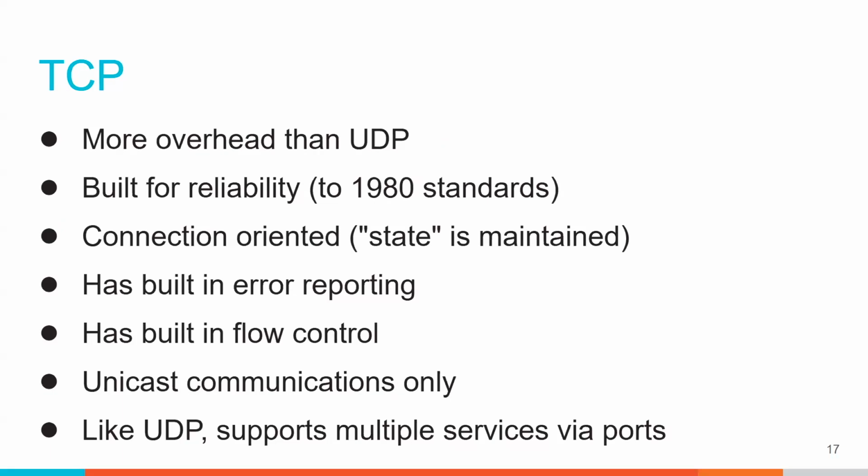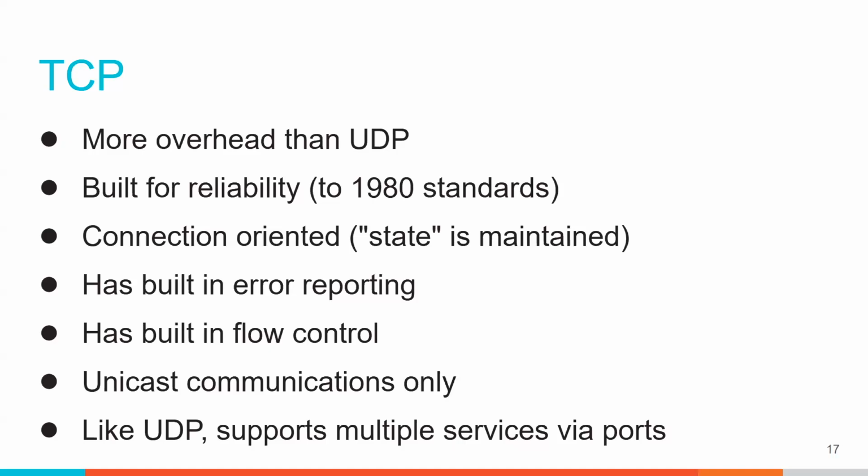Then we get into TCP. And TCP is the one that most folks are more accustomed to. More overhead than UDP. Yeah, the header is bigger. So UDP, the header is 8 bytes in size. TCP, the header is anywhere from 20 bytes to 60 bytes. So it can grow fairly large.